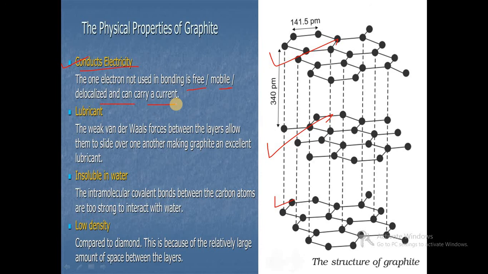Then the second property is that it is a lubricant. The weak van der Waals forces between the layers allow them to slide over one another, making graphite an excellent lubricant. Then the third property: it is insoluble in water and has low density.